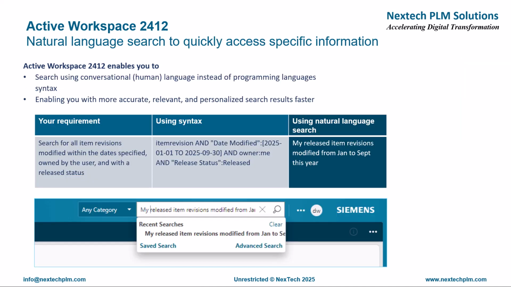While working in Active Workspace, you may need to quickly access specific information. In Active Workspace 2412, natural language search allows you to search using conversational language, instead of programming language syntax, to receive targeted, relevant results immediately. What you see in the table here is the difference between using programming language syntax and using natural language, where you can see how simple it is to search the specific data with natural language.